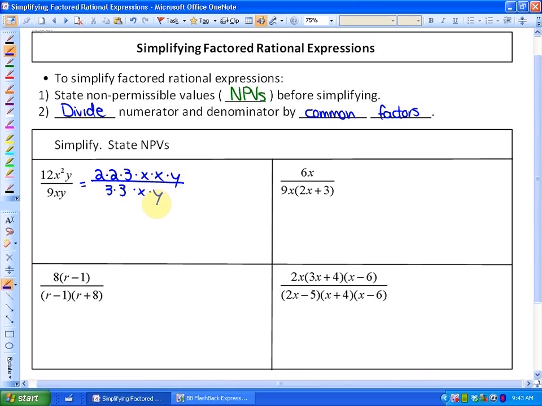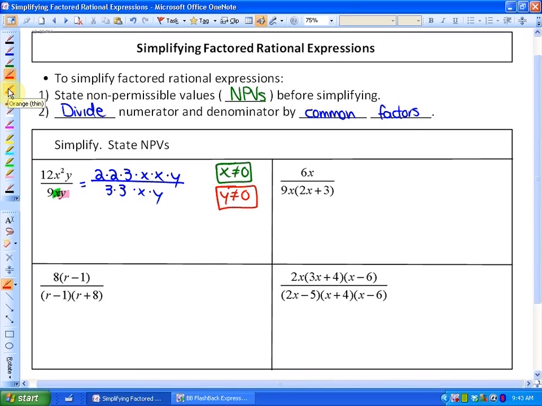Before we continue, first of all, we have to state our non-permissible values. In this particular case, x cannot equal 0, so that's one of our non-permissible values, and related to our y, remember non-permissible values are only related to the denominator, y cannot equal 0 because that would give us a denominator of 0 and you cannot divide by 0. Now we can start simplifying.